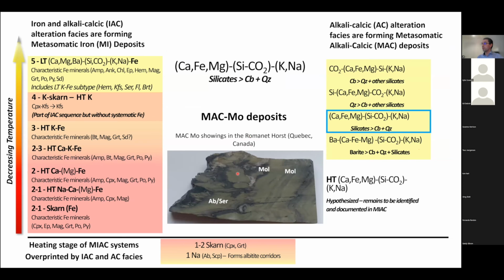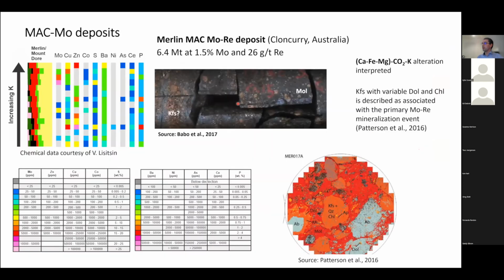The low iron component, molybdenum, the Merlin deposit is an example of that. It's a significant deposit. It's a very high-grade molybdenum deposit in the Cloncurry district in Australia. No iron in association with molybdenite mineralization.